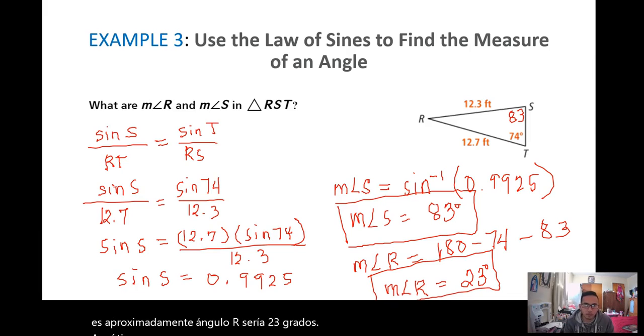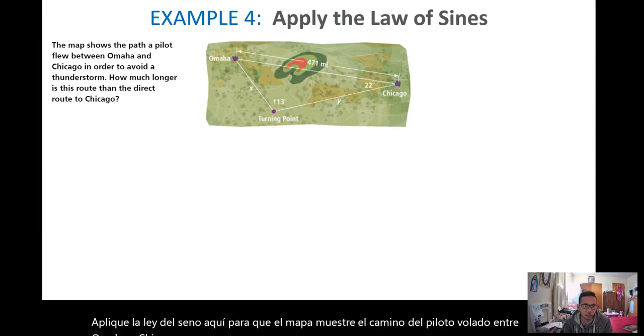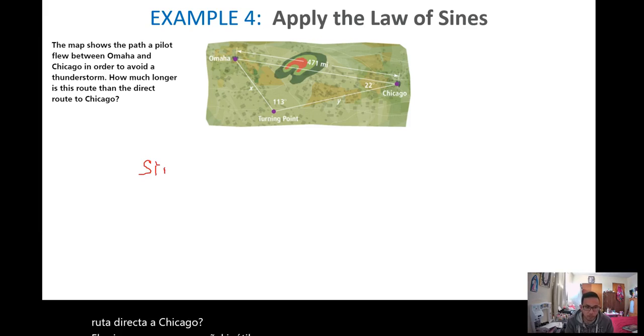Okay. Next, we apply the law of sines here. The map shows the path a pilot flew between Omaha and Chicago in order to avoid a thunderstorm. How much longer is this route than the direct route to Chicago? Step one is to use the law of sines.